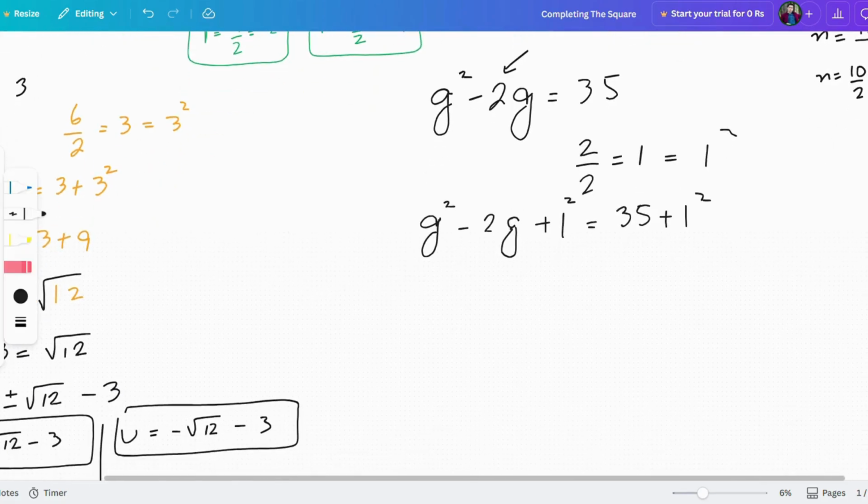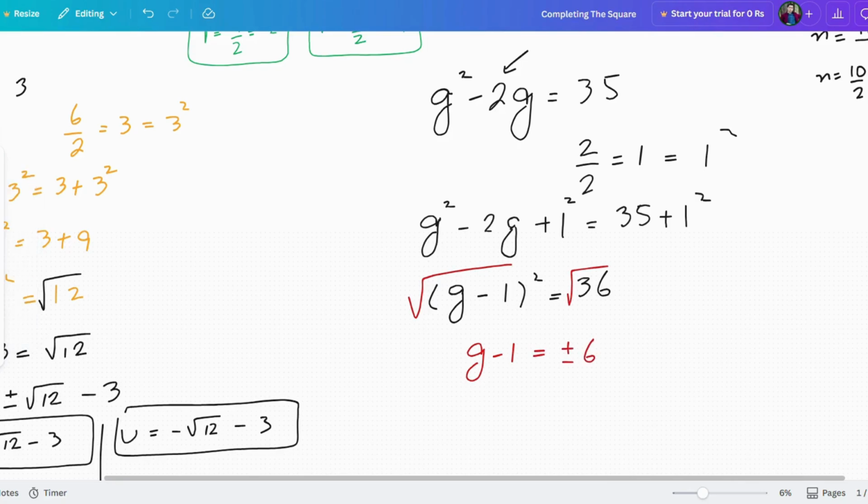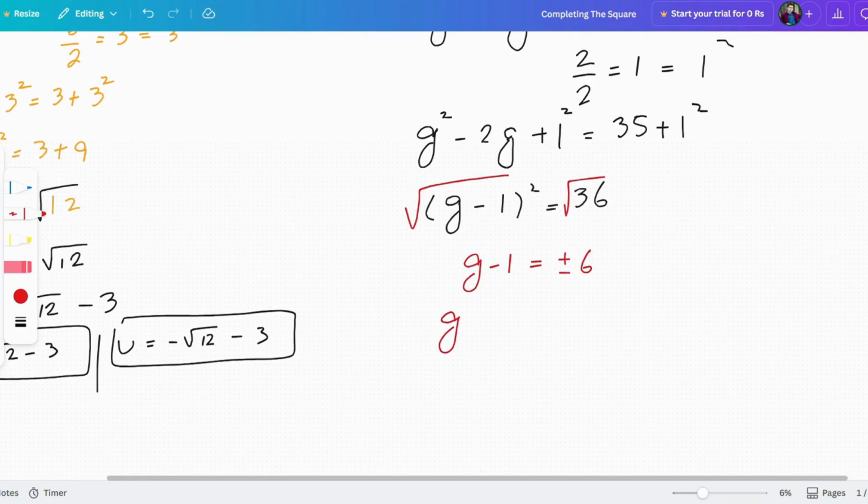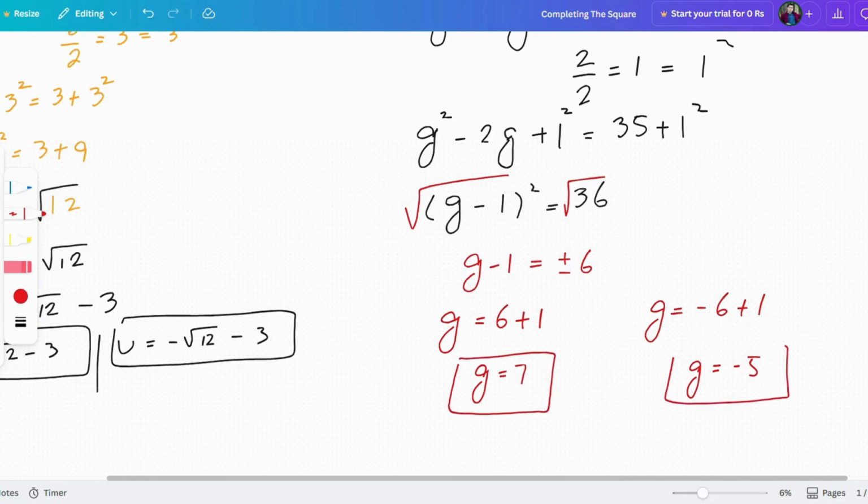If I further simplify it, it will be g minus 1 whole square equals 36, and then I will take radical on both sides. Alright, if I take radical on both sides this way, it's going to be g minus 1 equals plus minus 6. If I further simplify it, it will become g equals 6 plus 1 and g equals minus 6 plus 1. So g equals 7 and g equals negative 5. These two are the possible solutions that I will get for it.